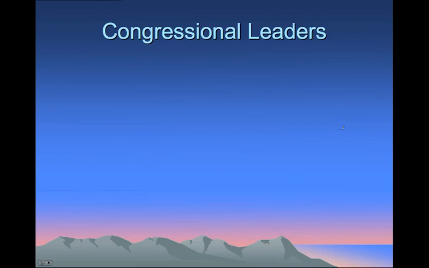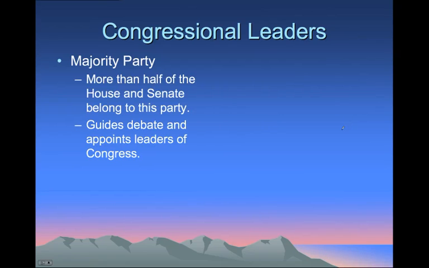Now, there are leaders in both the House and the Senate, and the leaders are the ones that kind of move forward the legislation or the process of the bill to laws. And there are 2 different parties. Obviously we are familiar with the 2 parties, the Democrats and the Republicans, and there's the majority party and then there's the minority party. Now the majority party is the party that has more than half of the members of the House and the Senate, and they belong to that majority party.